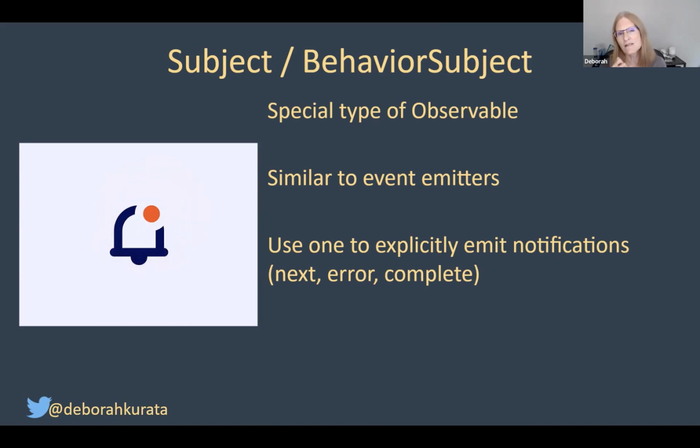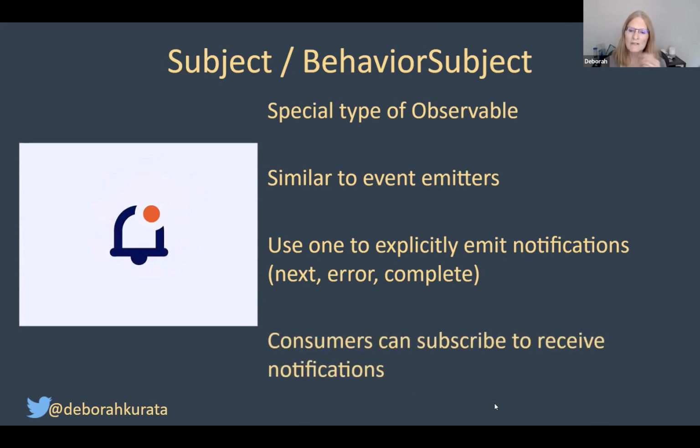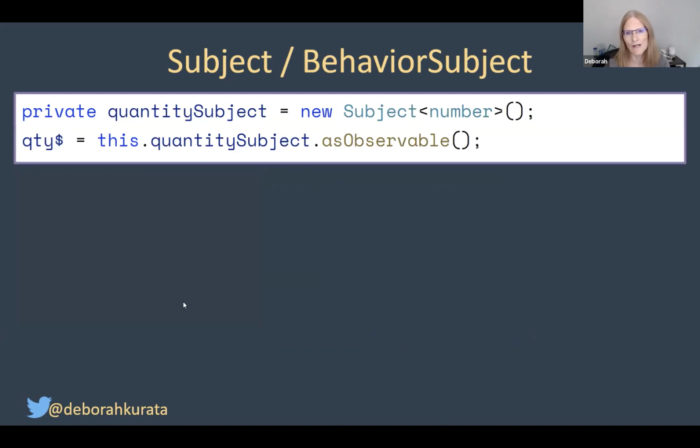They can emit a next notification, which then provides you that next emitted value. They can emit an error notification, which then gives you information on that error, or they can emit a complete notification when that subject or behavior subject is complete and can't emit any more items. And that's it. So we can't define our own kinds of notifications like we can with an event emitter. Consumers can then subscribe to receive notifications, and we're all familiar with that process. That's how we get data currently in our Angular apps.